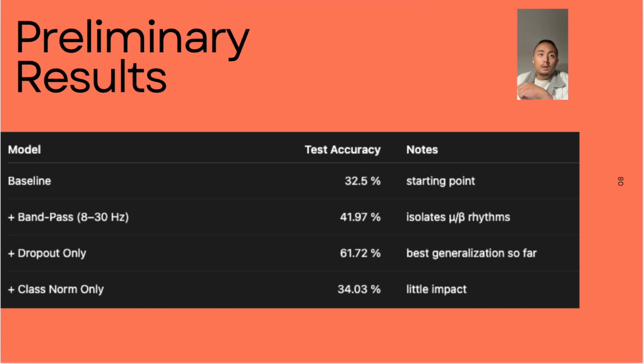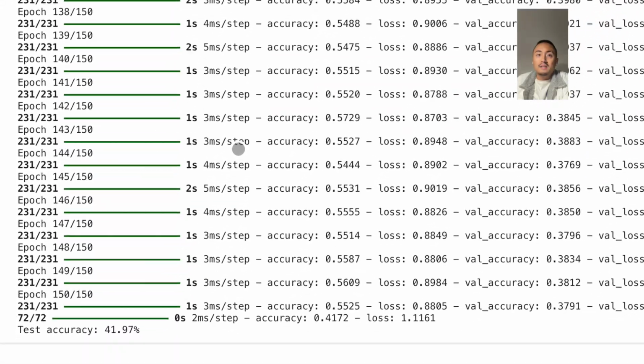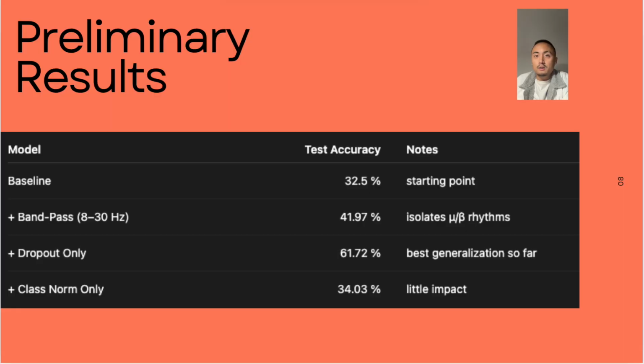The first thing we did is bandpass filtering, which ranges between 8 to 30 Hz. By focusing on only the relevant EEG frequency, which ranges from 8 to 30 Hz, mentioned by Tim, the model accuracy significantly improved to 41.96%, confirming the importance of targeting the mu and beta rhythms as advised by the literature.